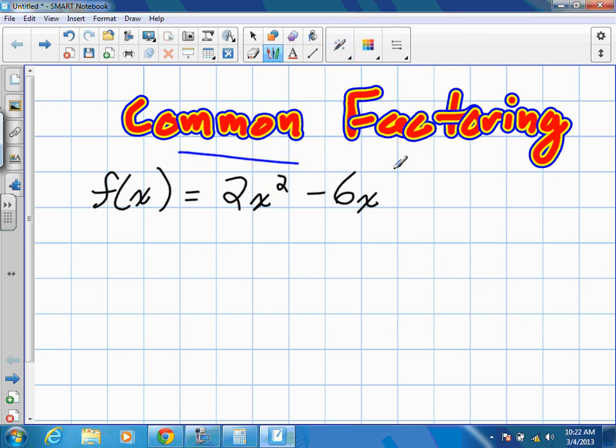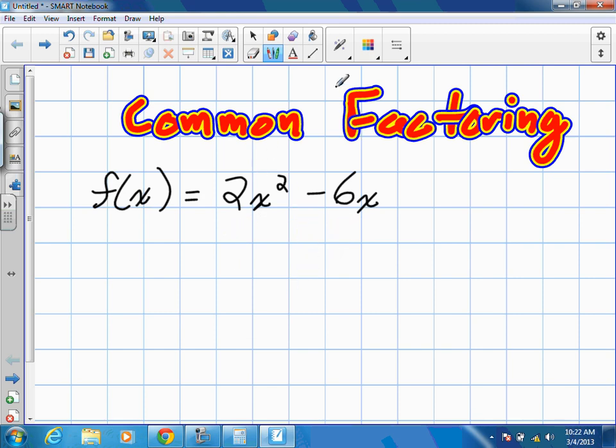Okay, common factoring. We have a quadratic here. Now this is in the vertex form that we've been used to seeing. This is actually considered standard form, but we'll get into that a little later. Common factoring is when we look at each value, and in this case there are two terms here. Remember, an addition or subtraction sign separates our terms. We look at each term and we try to find values that are divisible by both of them.